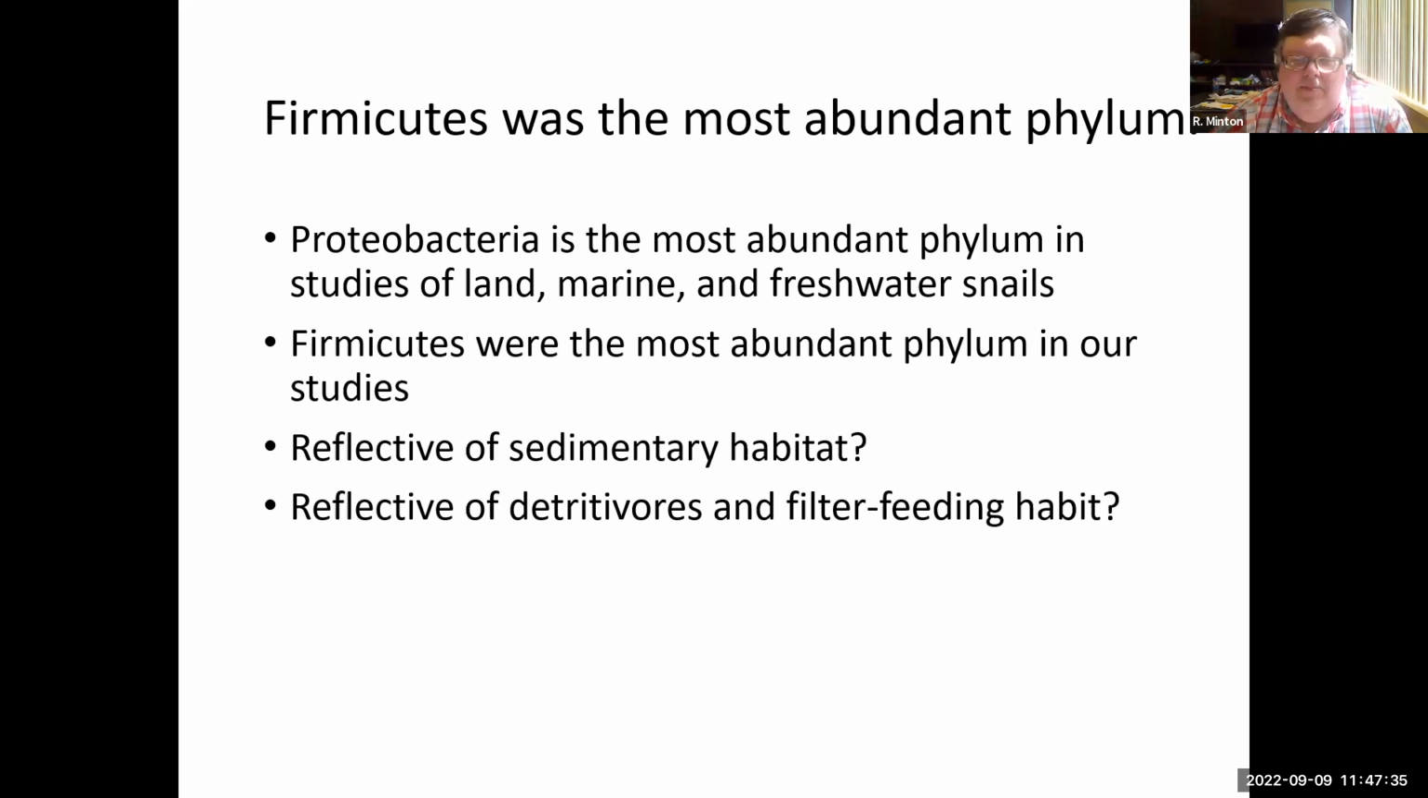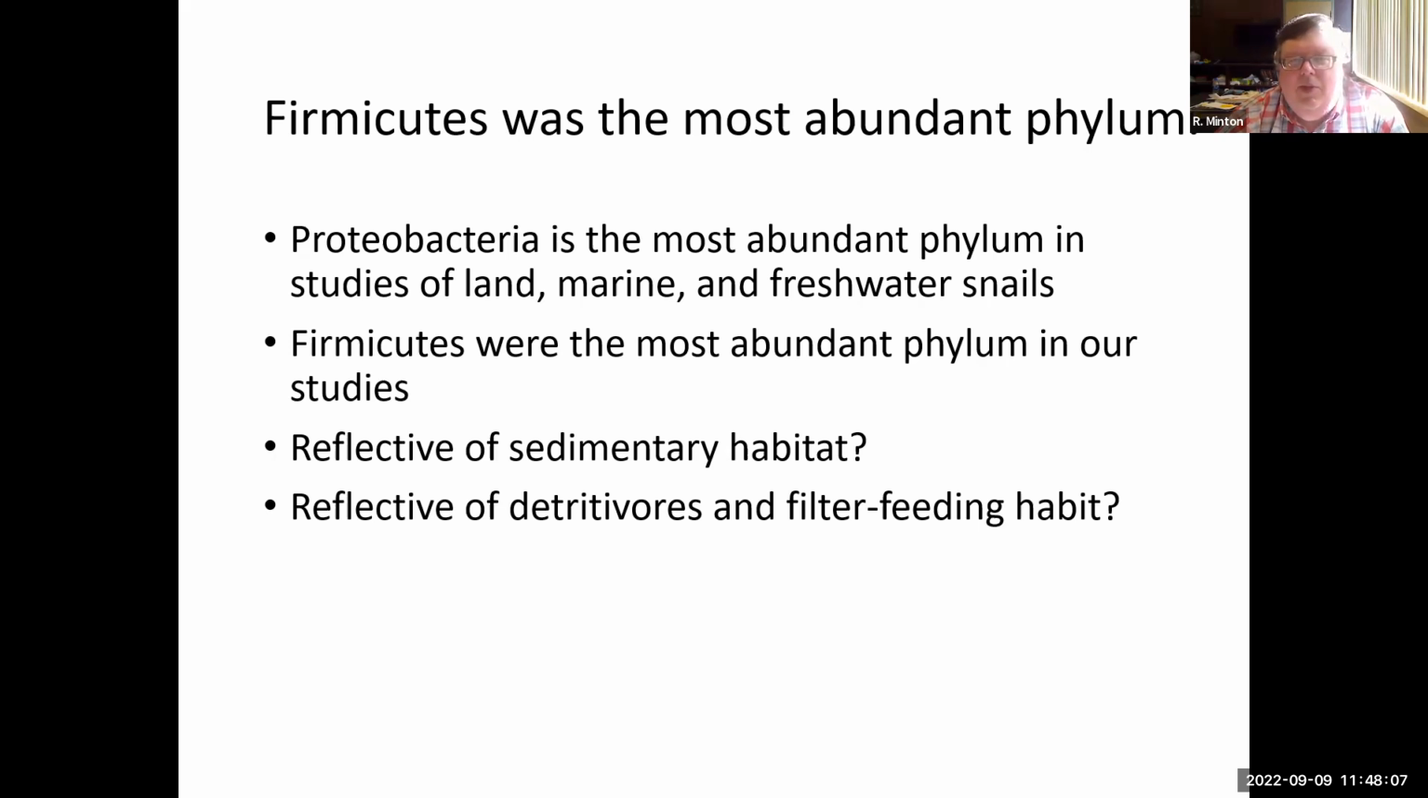Now, that can be reflective of potentially sedimentary habitat. We know that zebra mussels, for example, if you sample the druses and the water around them, have a high degree of Firmicutes in them. So other sedimentary mollusks actually do have high Firmicutes. It may also be reflective of detritivores and filter feeding habit. Filter feeders tend to have more Firmicutes, detritivores tend to have more Firmicutes.